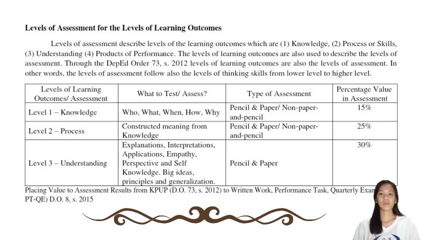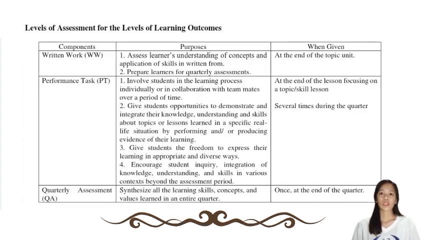Placing value to assessment results moved from KPUP, DepEd Order number 73 of 2011, to written work, performance task, and quarterly exam, or the WW/PT/QE, DepEd Order number 8, series of 2013. While the KPUP is still utilized in the grading system, it has been slightly modified by WW/PT/QE. So a summative assessment is composed of written work, or the WW, performance task, or the PT, and quarterly assessment, or the QA. This will be explained in the table.